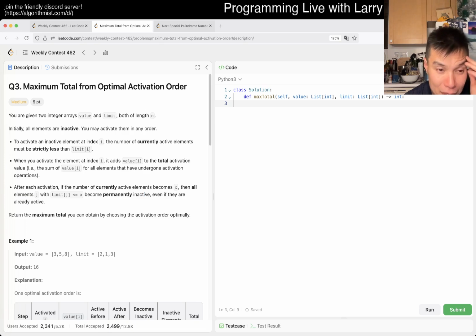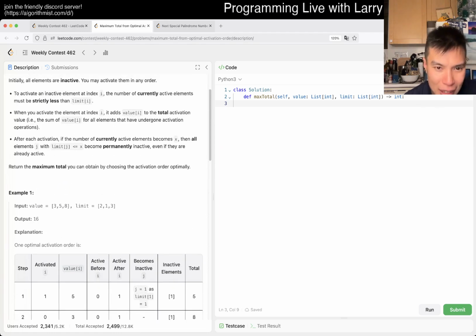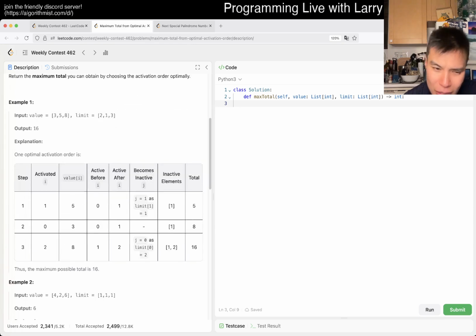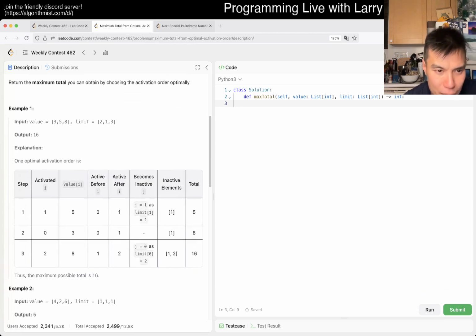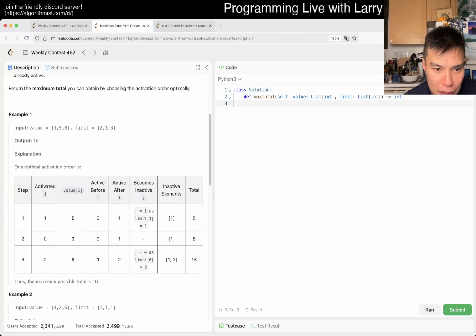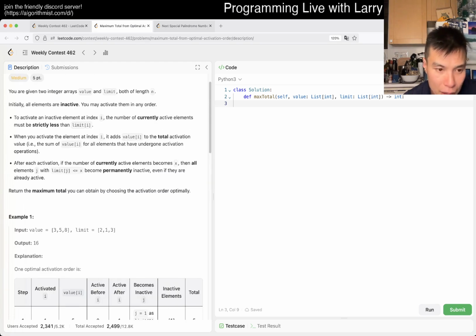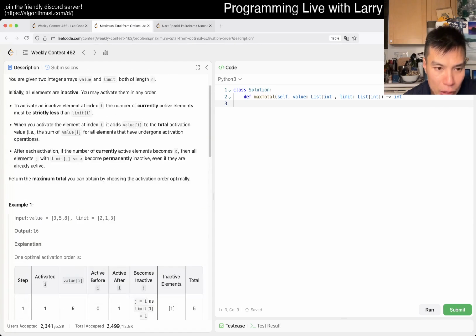Okay, so if the number of currently active elements becomes 5, then all elements j with limit of j less than or equal to 5 become permanently inactive. Okay, I guess that makes sense, but they shouldn't put it in a variable X like they highlight it as a thing. The notation is very confusing. Okay, so activate 1. In this case, it'll be 1, 2, 3 makes sense, right? Maybe 5. It's just like a heap problem, this one. It's just greedy on the heap.